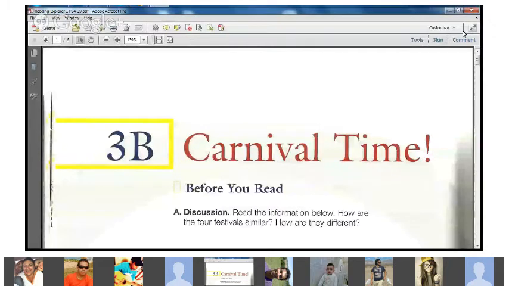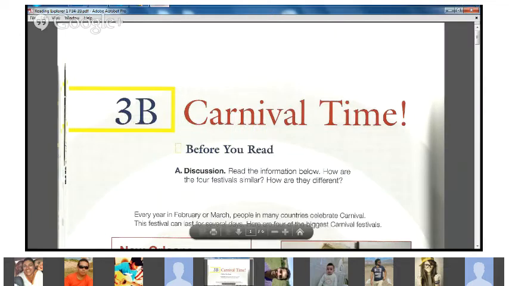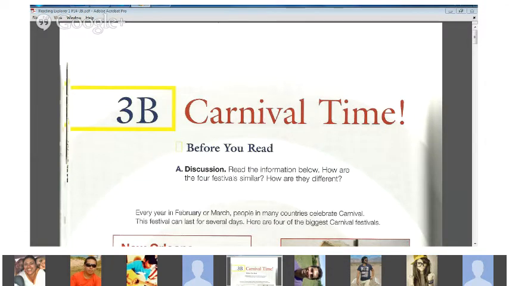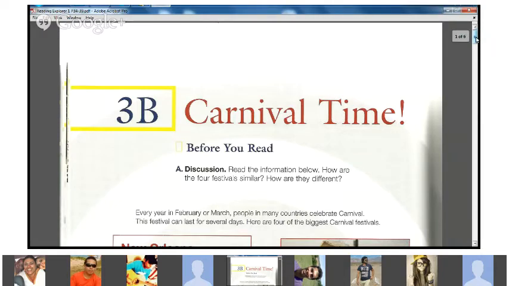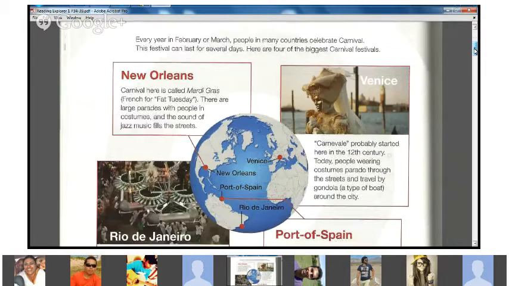Okay, so this is beginner reading. Let me get this organized. All right. There we go. Okay, so we're going to be reading some things and hopefully going over some vocabulary for you to help you with your reading.